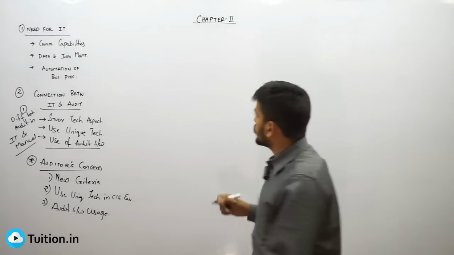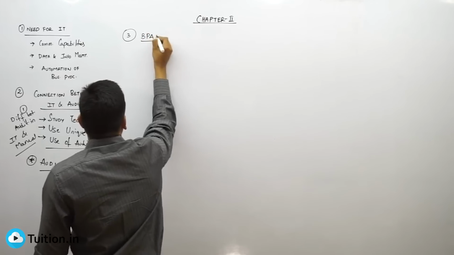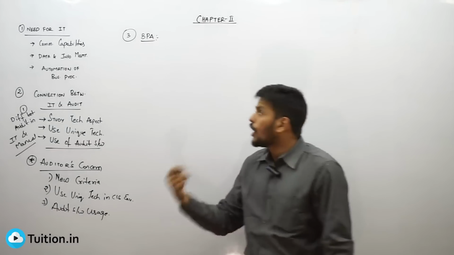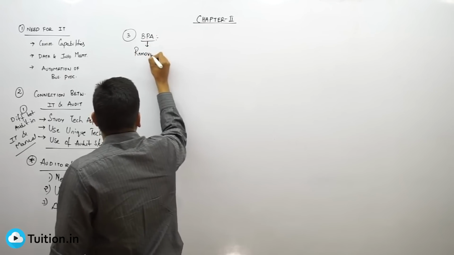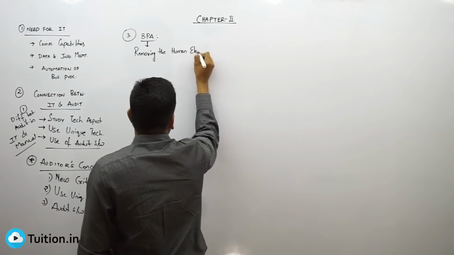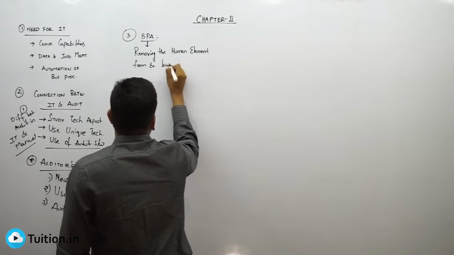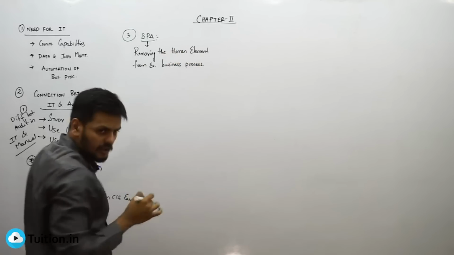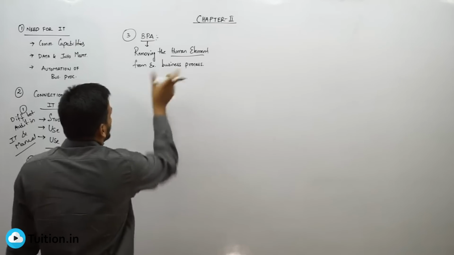But coming to topic number 3, which is one of the most important topics in chapter number 2, is all about BPA. Let me quickly help you revise the definition, guys. What is BPA? When we talk about BPA, it's business process automation. What is automation? Automation is all about removing the human element from existing business processes. That's what you call business process automation. So removing the human element and using a computerized process, that's what BPA is all about.